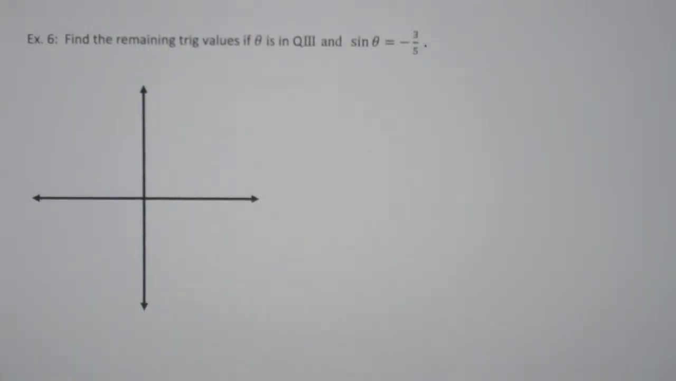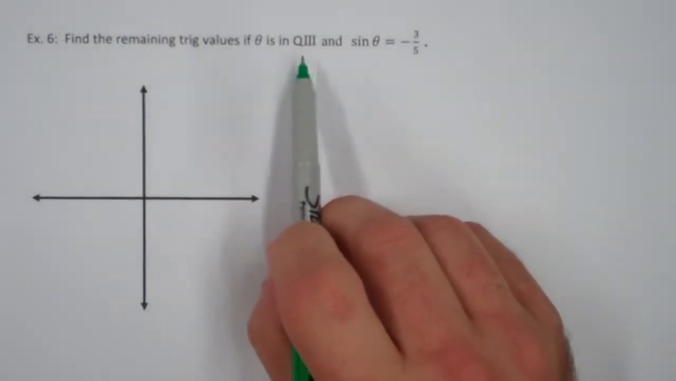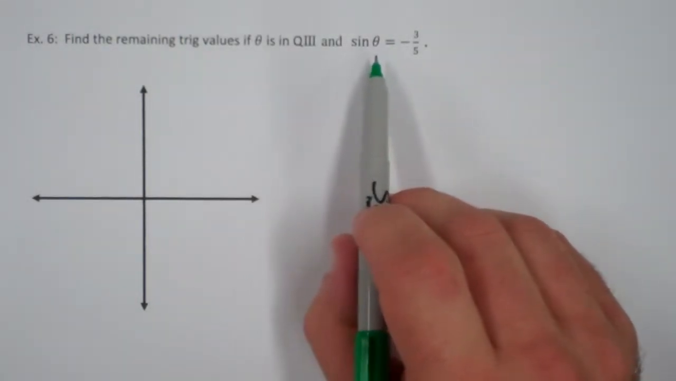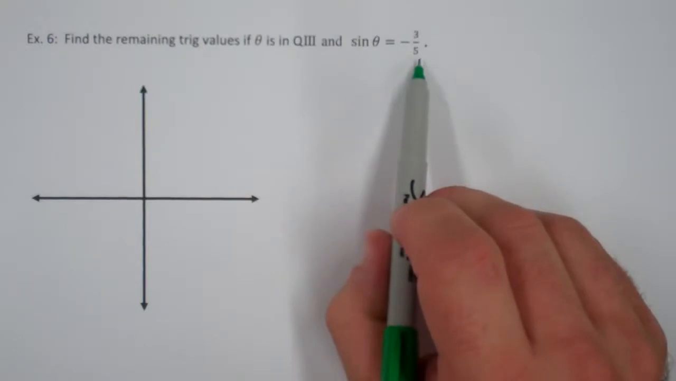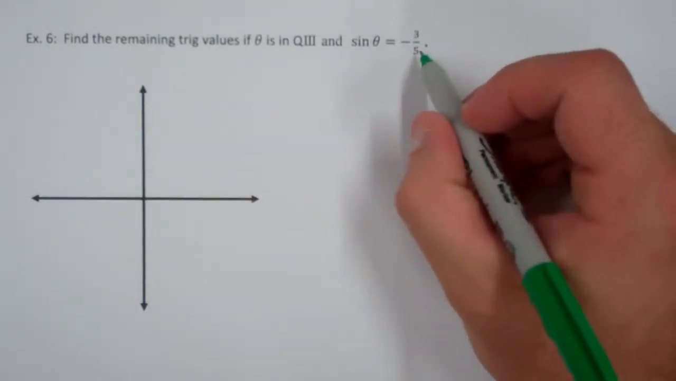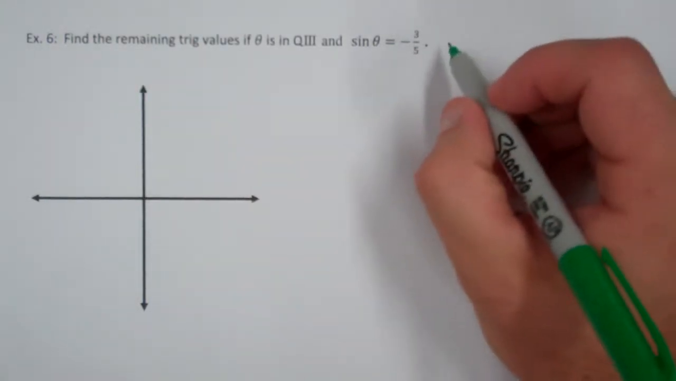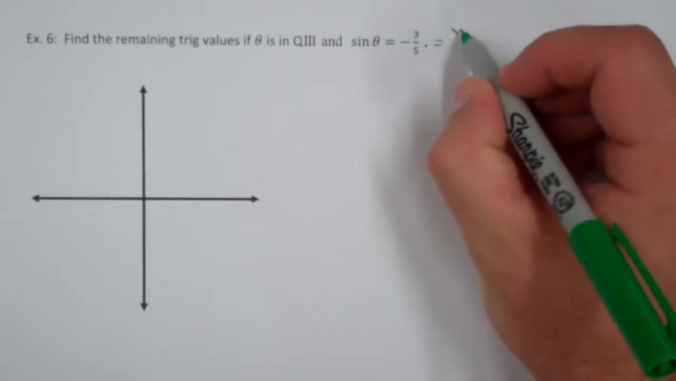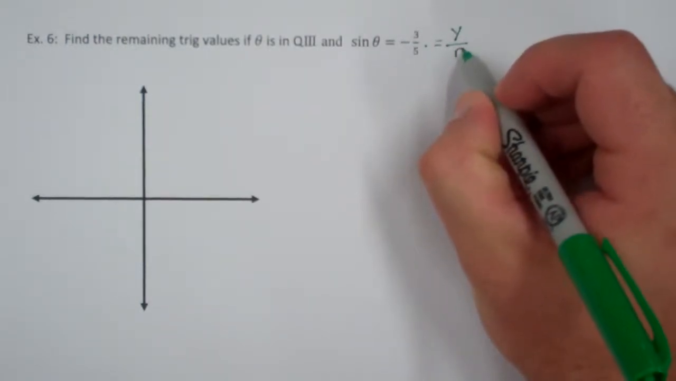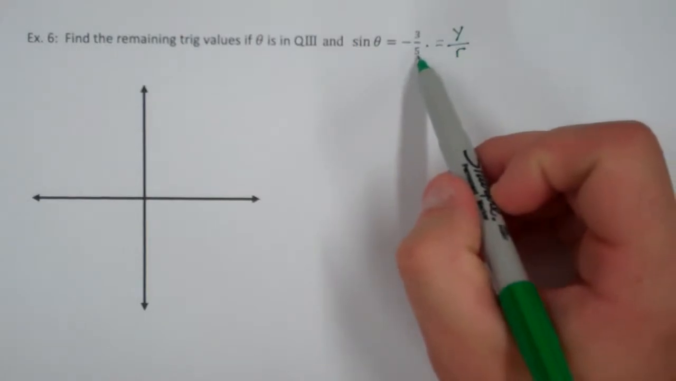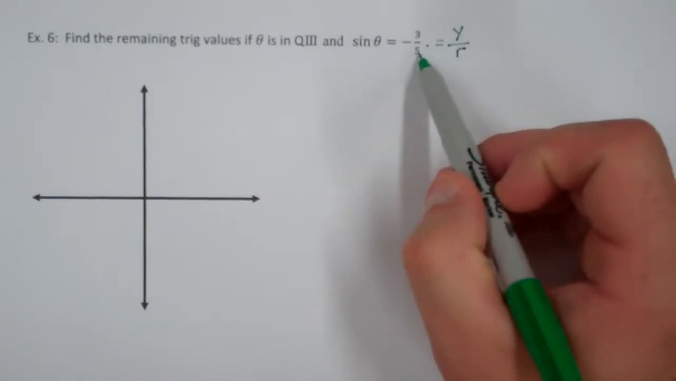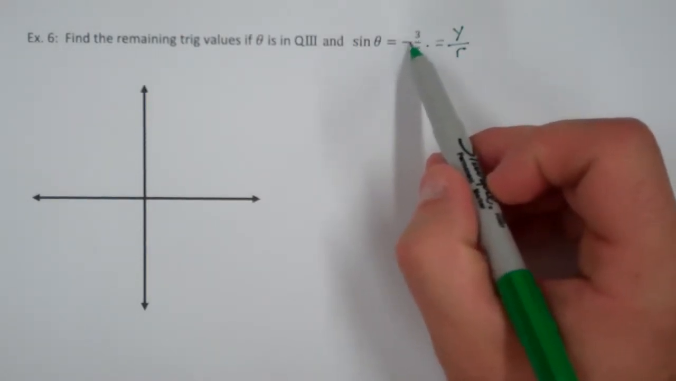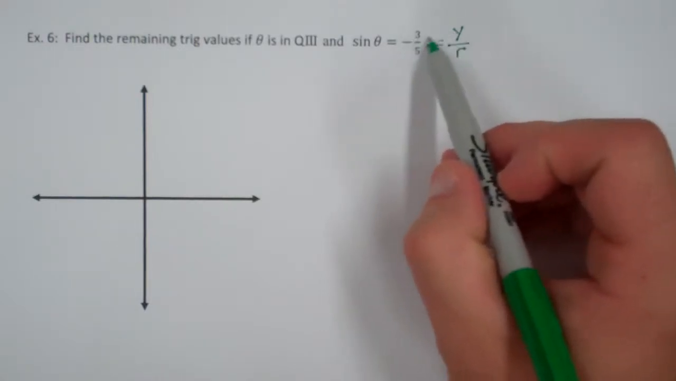In example 6, we need to find the remaining trig values if theta is in quadrant 3. This is going to be important. And the sine of theta is negative 3 over 5. When we understand the sine of theta to be negative 3 over 5, we're going to utilize our y over r. The r is a radius. The radius is always positive. In this case, it's the negative 3 here.